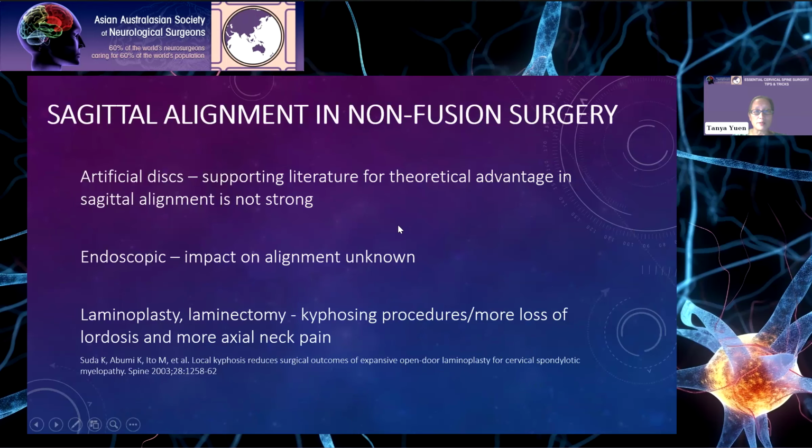Finally, sagittal alignment in non-fusion surgeries. Artificial discs, which should offer a theoretical advantage because it allows movement. There's not a lot of literature at the moment that is supporting that, but more studies will occur as time goes on, along with endoscopic work. Not much is known about the impact on alignment. And laminoplasties and laminectomies are well known to be kyphosing procedures and leading to more loss of lordosis, and there is evidence that there is more of a risk of axial neck pain after that.